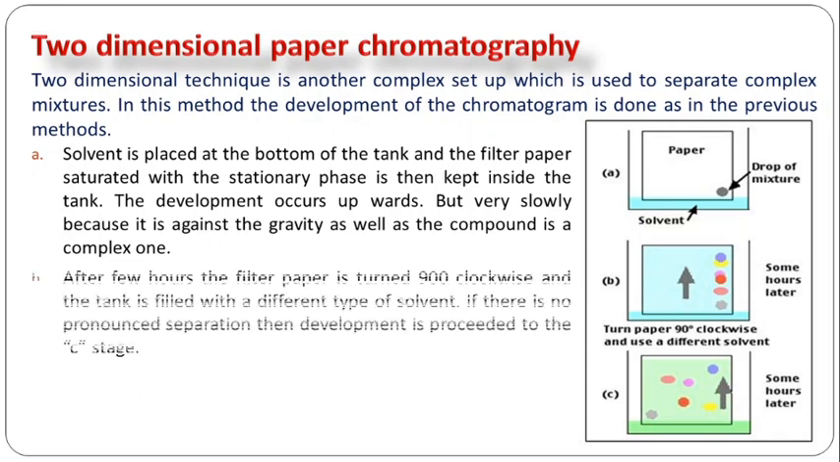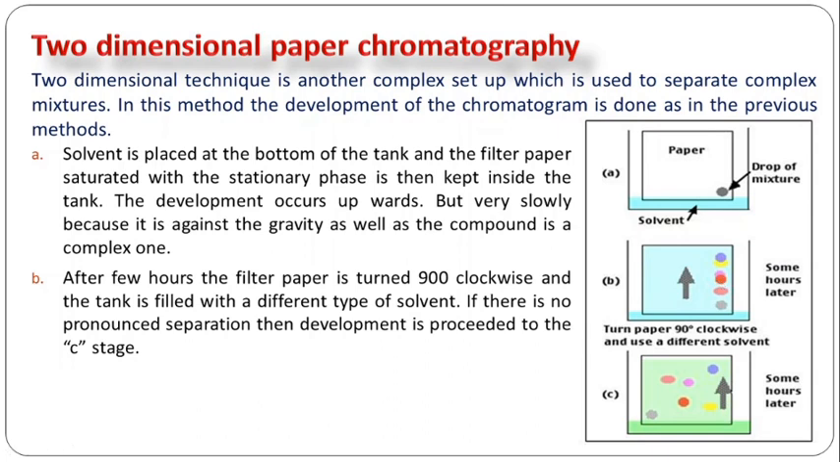The second step: after a few minutes, the filter paper is turned 90 degrees clockwise. The tank is filled with a different type of solvent. If there is no pronounced separation, development proceeds to the next stage. See here, after development, suppose this contains complex components that are difficult to separate. Two spots are there, and here also two spots are there. This is difficult to separate.